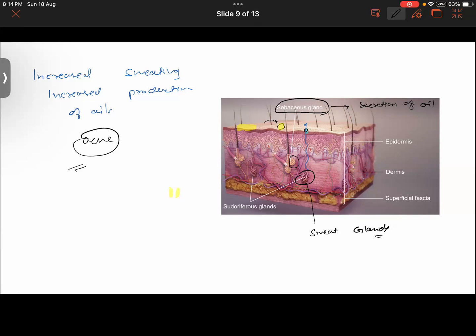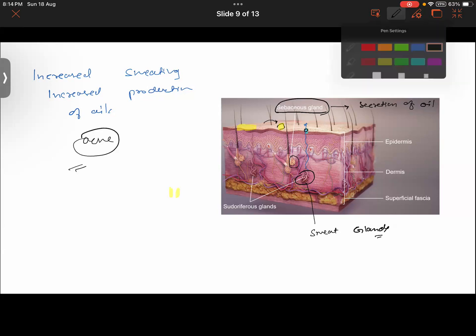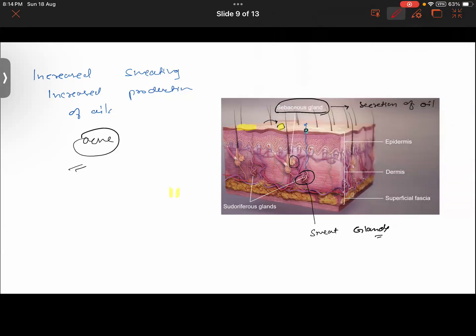Is sweat harmful for our skin? Yes, of course it is harmful for our skin. So it is important to keep your skin moisturized and clean. This acne is very common in teenagers.